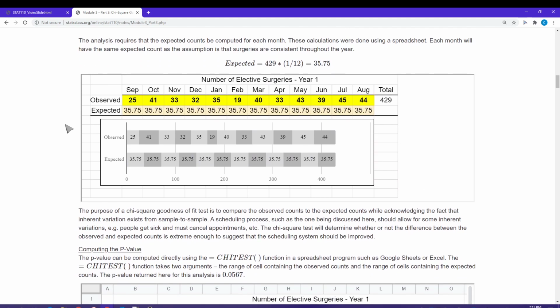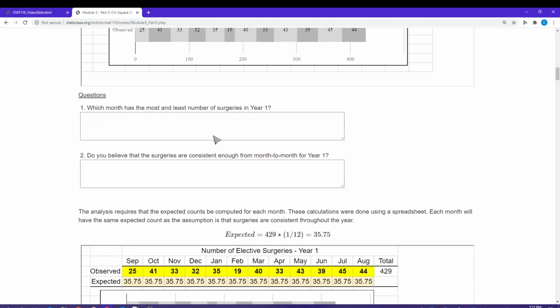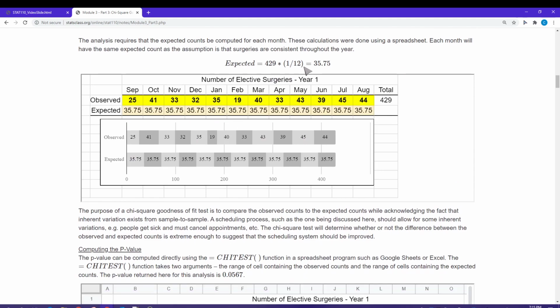Okay, computing the expected quantities then. The expected quantities is just going to be the total number of surgeries for that particular year, which is determined to be 429. And then I need to multiply that by each of the parameter values that are in the null hypothesis, which is that 1/12 again, or 8.33%. As a decimal, it would be 0.0833. So doing that math, I get an expected count of 35.75. And that's going to be the same for all months.